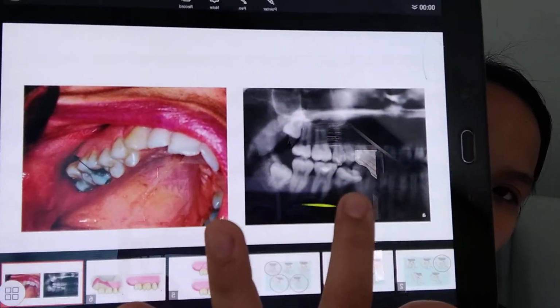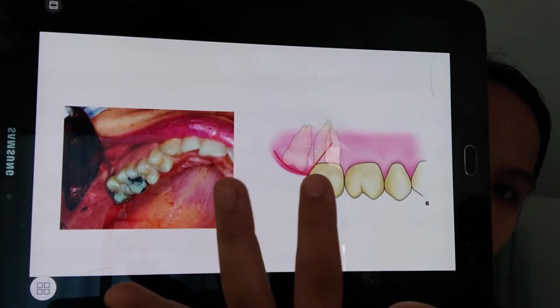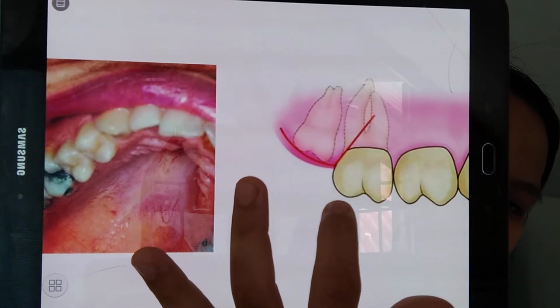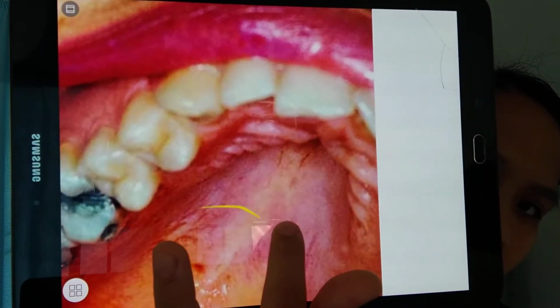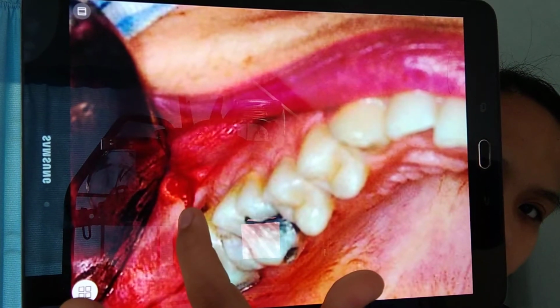And the type of flap that we are going to use on this particular case is the triangular incision, the triangular flap. So this one here, they're making a triangular incision. Now, this is the clinical photograph where the incision was made.